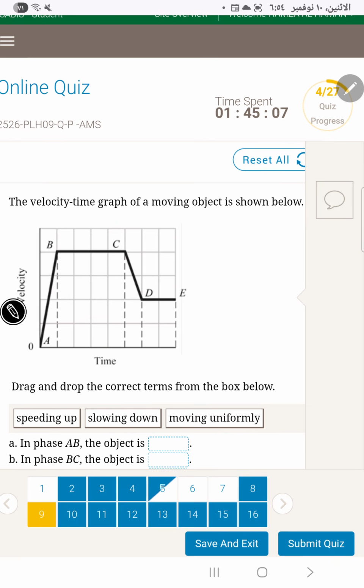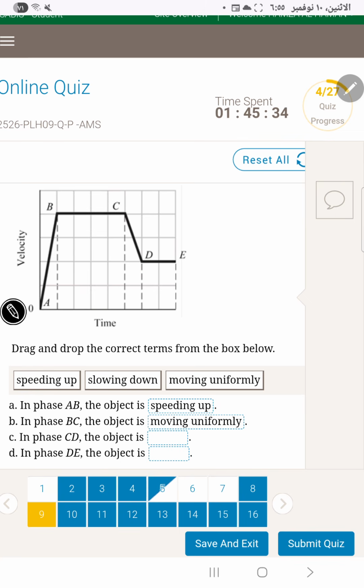The velocity time graph for a moving object is shown below. Drag and drop the correct terms for the box below. In the phase AB, the object is speeding up. This is very clear from the graph. In the phase BC, constant speed or moving uniformly. So choose this option. CD, slowing down. And then in phase DE, moving uniformly or constant speed.